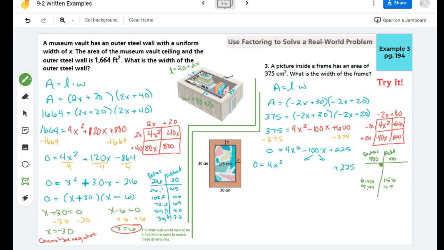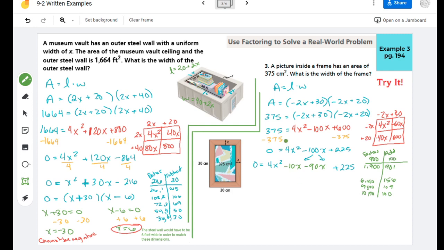But see how my numbers are getting bigger as I'm coming back this way? So I need to keep looking for bigger numbers that will work here. Okay, so not between 1 and 9. So let's try 10. So at 10, I get 90, and that's 100. Okay, so I'm going to change this minus 100x to saying minus 10x minus 90x.